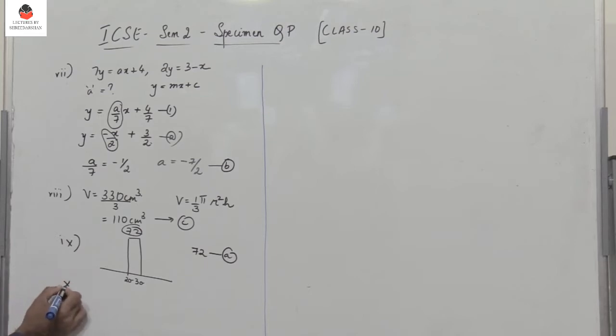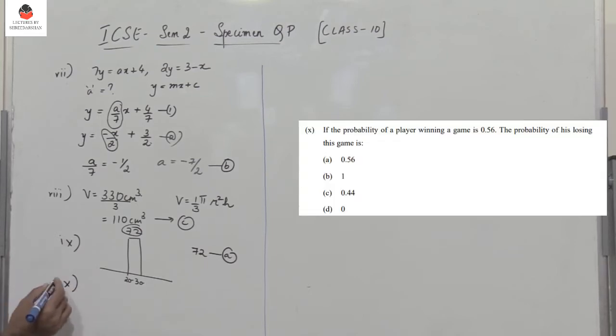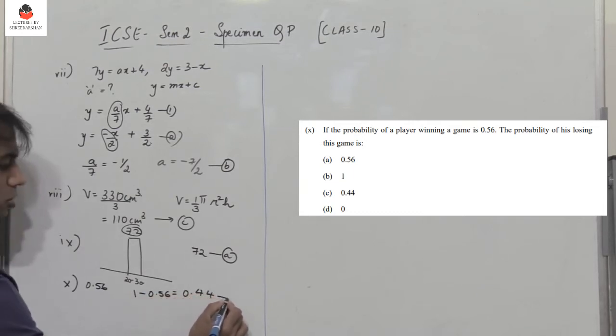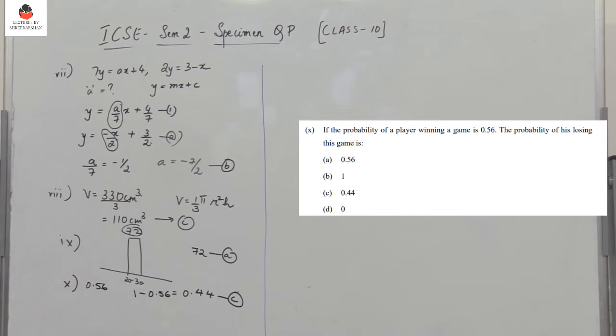Next, 10th one, very easy. The probability of a player winning the game is 0.56. What is the probability of losing? Probability of losing is 1 minus 0.56, which is 0.44, which is option C. Right? So this was a very simple problem.